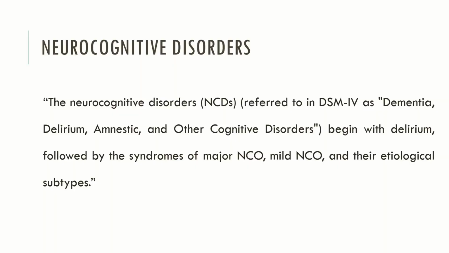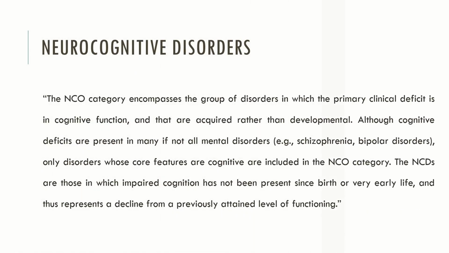So, according to DSM-5, neurocognitive disorders, previously known as dementia, begin with delirium, followed by the syndromes of major neurocognitive disorders and mild cognitive disorders. The neurocognitive disorders that were previously referred to as dementia, here in DSM-5 begin with delirium, followed by other syndromes. The neurocognitive category encompasses the group of disorders in which the primary clinical deficit is in cognitive function and that are acquired rather than developmental. So individuals acquire this type of disorders.